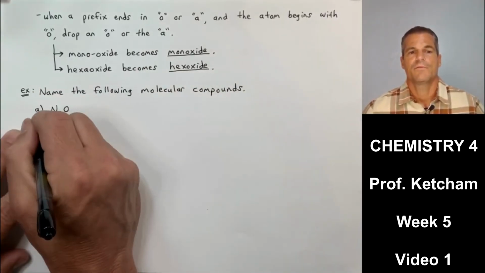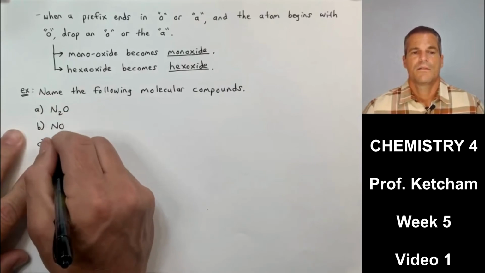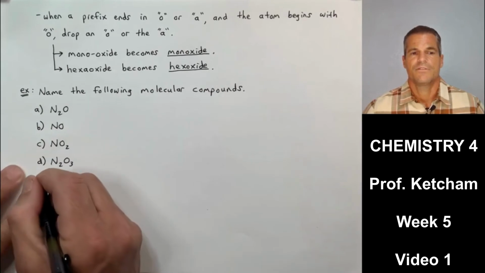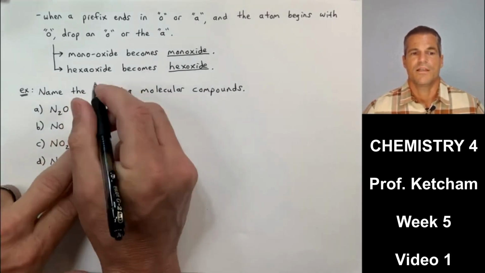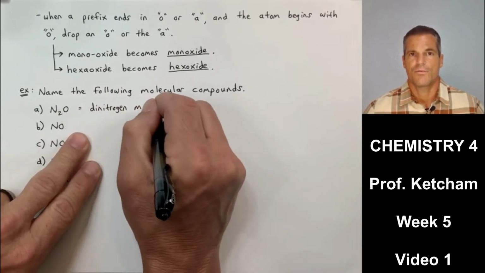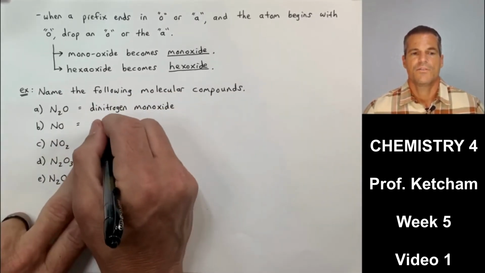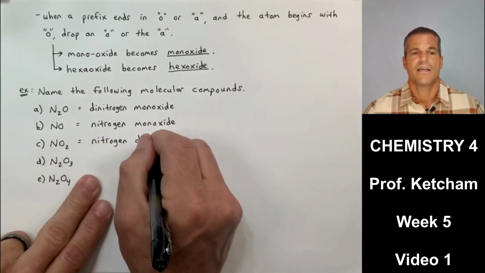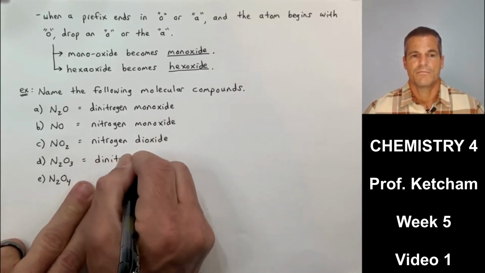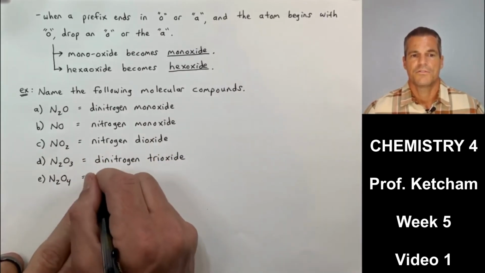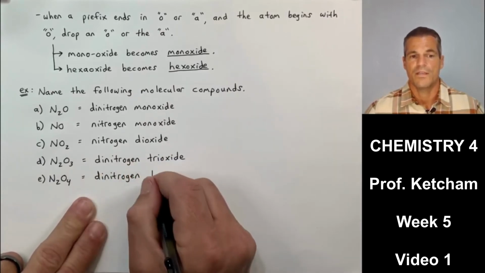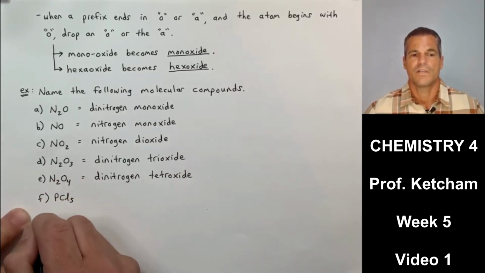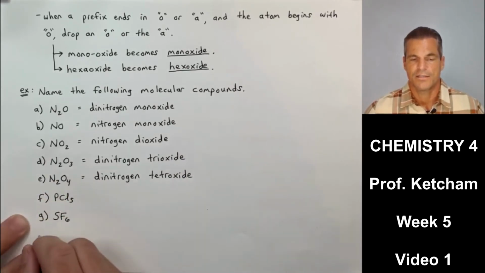All right, let's do an example for naming some covalent compounds. Name the following molecular compounds. A, N2O, B, NO, C, NO2, D, N2O3, E, N2O4. All these guys are located in the upper right of the periodic table, right? Dinitrogen monoxide, nitrogen monoxide. NO2, nitrogen dioxide. N2O3, dinitrogen trioxide. N2O4, dinitrogen tetroxide.